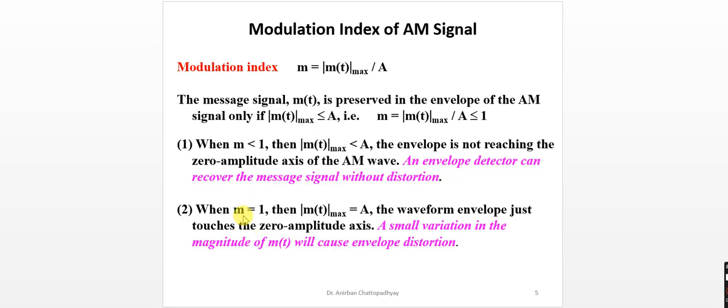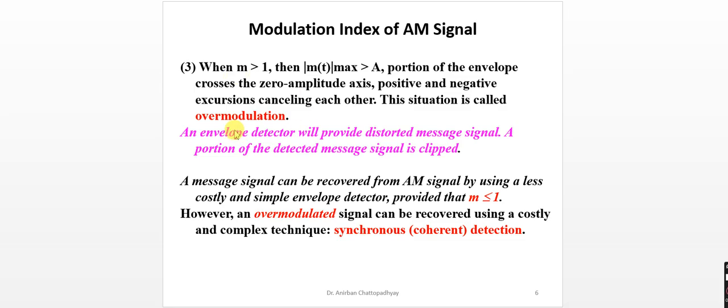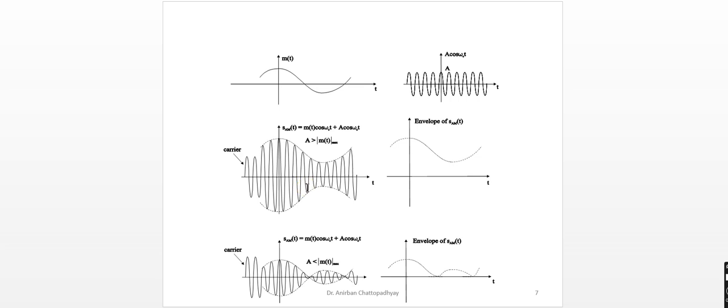Perfect modulation happens when the modulation index m is equal to 1, and over modulation happens when the modulation index is greater than 1. Always remember, we never prefer over modulation.